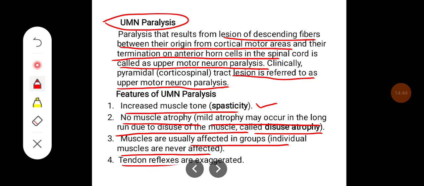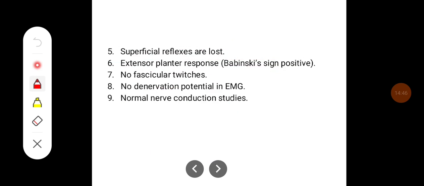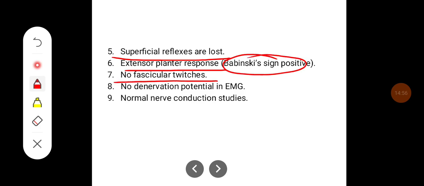The tendon reflexes are exaggerated. The superficial reflexes are lost. There is extensor plantar response, which is called as Babinski sign positive. There are no involuntary movements, that is fascicular twitches. There is no denervation potential on electromyogram, and there will be normal nerve conduction studies.